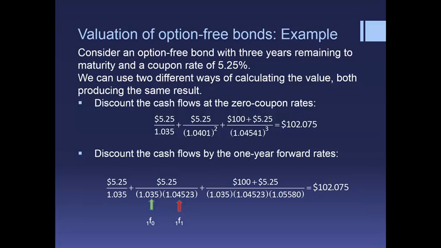Now what you see is, looking at the second item in the last equation, 5.25 divided by 1.035 multiplied by 1.04523. Well, the product of those two is 1.0401 taken to the second power. So you can use the spot rate curve, or you can use the forward rates. They are equivalent.